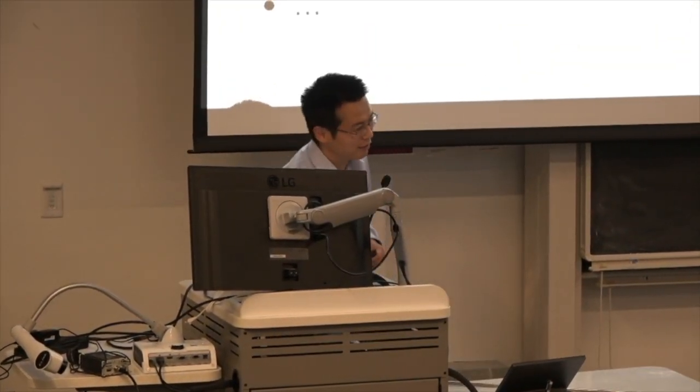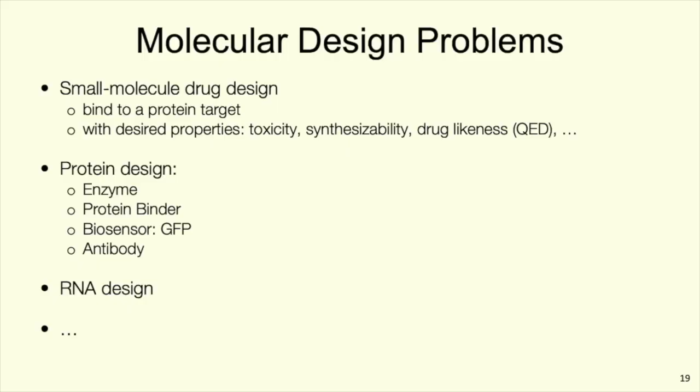Okay, now we have all the building blocks for the data representation and model. So I'm going to talk about the specific problems for molecule design. There are roughly several categories: small molecule design, protein design, ion design, and other macromolecule design.